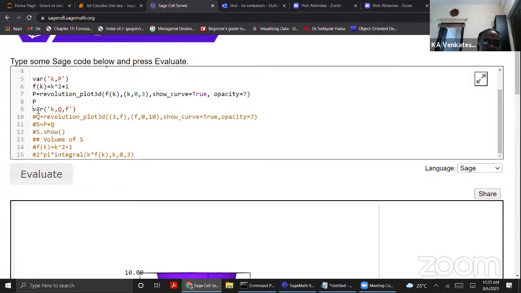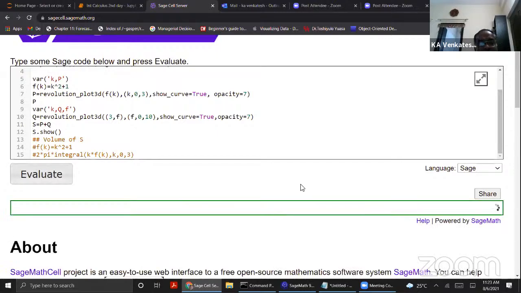That is possible. Now for the total area, we have to split it into 2 parts. That is P plus Q we needed. That is the total area we are looking at. Now look at this. Earlier I used show P plus Q. Instead of that, I added both in one variable, s equal to P plus Q, s dot show. This function also works. So now we put this one and evaluate.